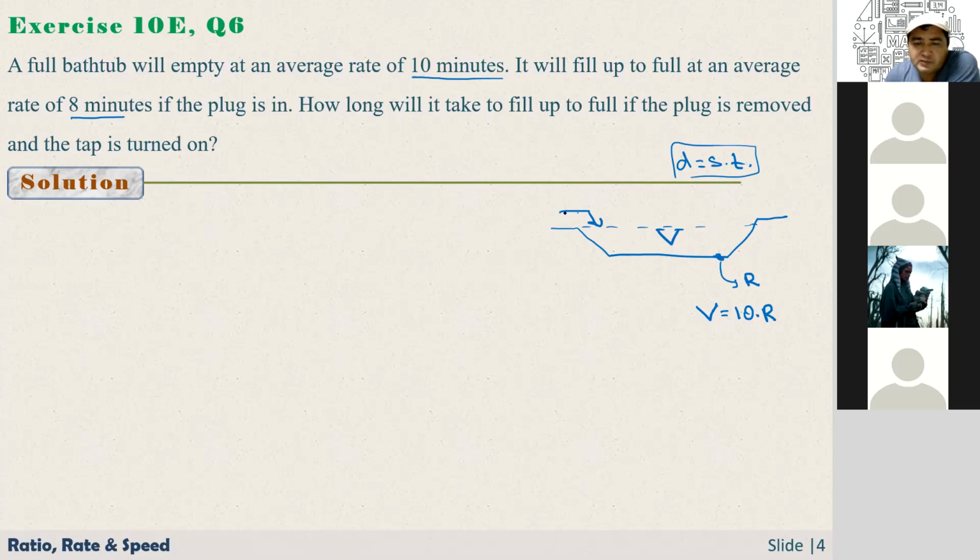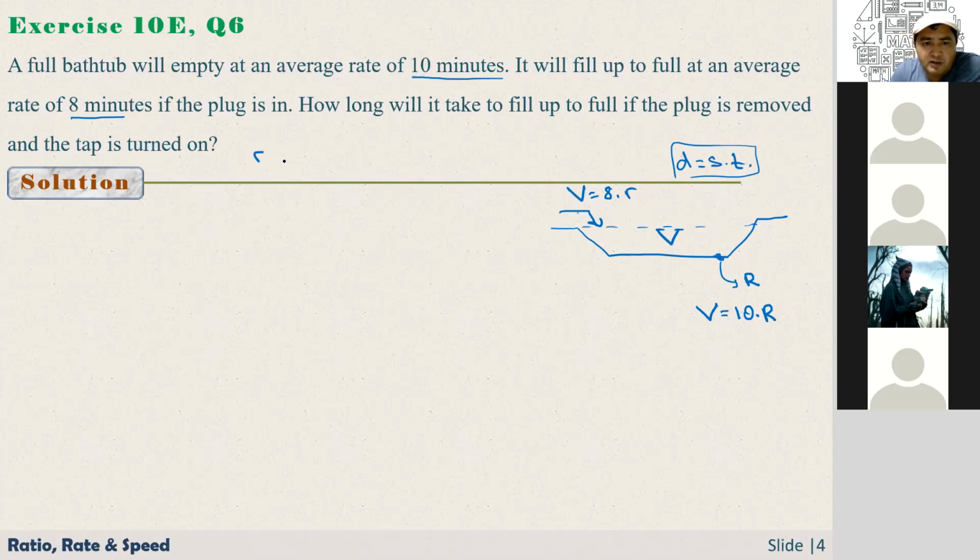So how about this? When the water flows into the bathtub, it says that it will fill up to full at an average rate of 8 minutes if the plug is in, right? It's in here and the water is not going out. So here it will fill the volume in how many minutes? 8. But here the flowing rate is different. Let's say it is r.